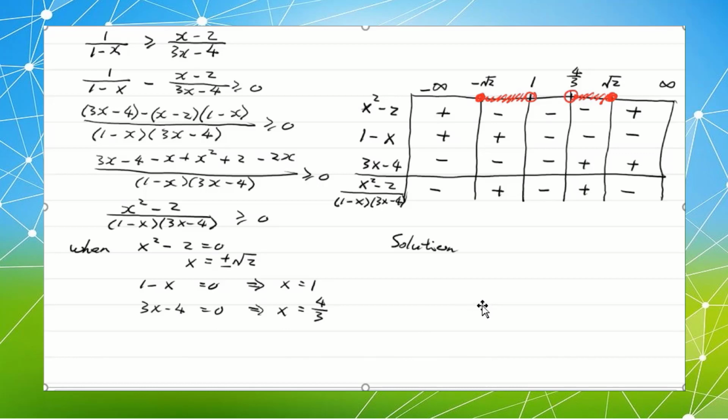So therefore the solution for this inequality is the interval from negative square root of 2 up to 1, included negative square root of 2 but not included 1, and also from 4 over 3 up to square root of 2, included square root of 2 but not included 4 over 3.